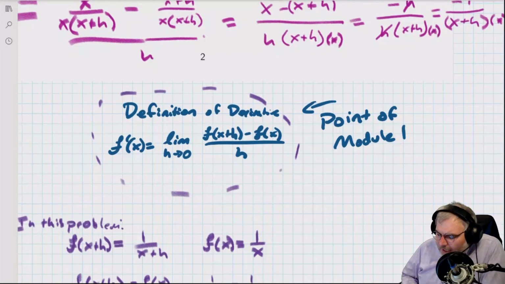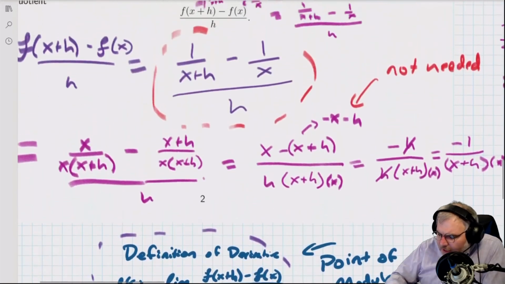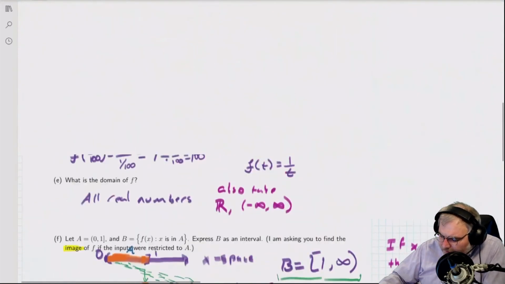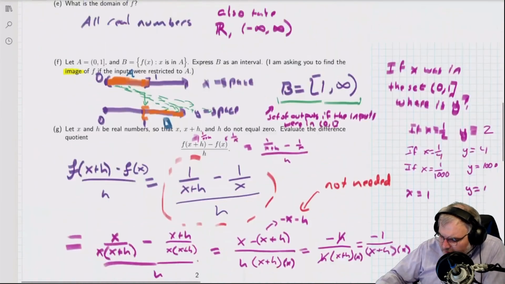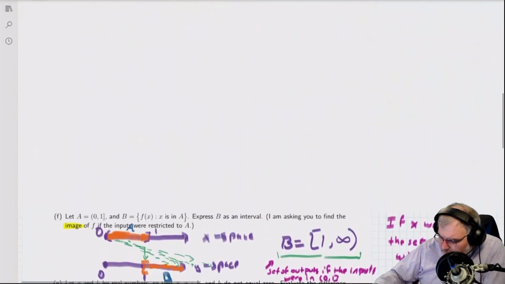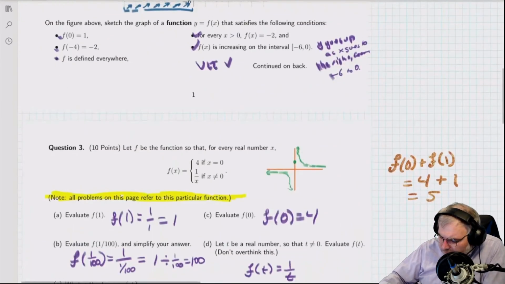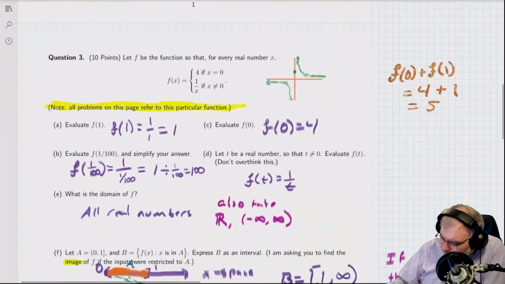Right. Okay, and by the way, this right here, how did I know what F was? Well, because I told you up here. F is this thing up here at the very top. Remember, all problems on this page refer to that F. That's always a point of confusion.